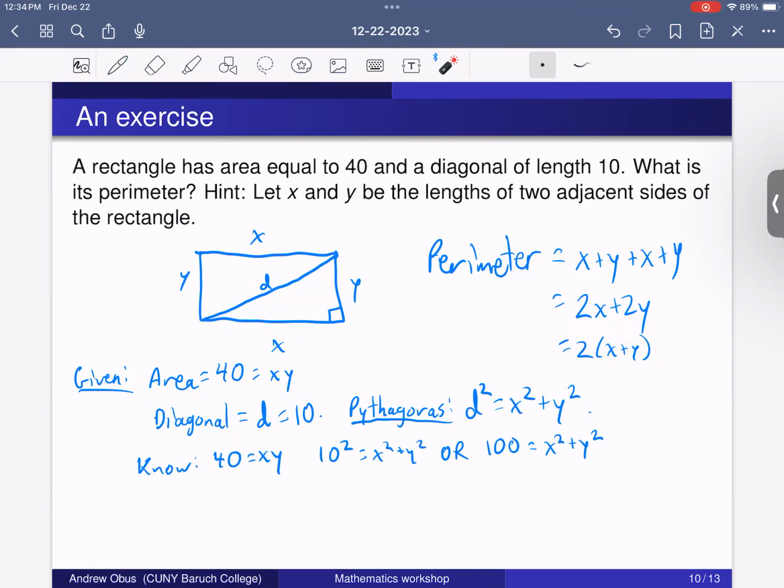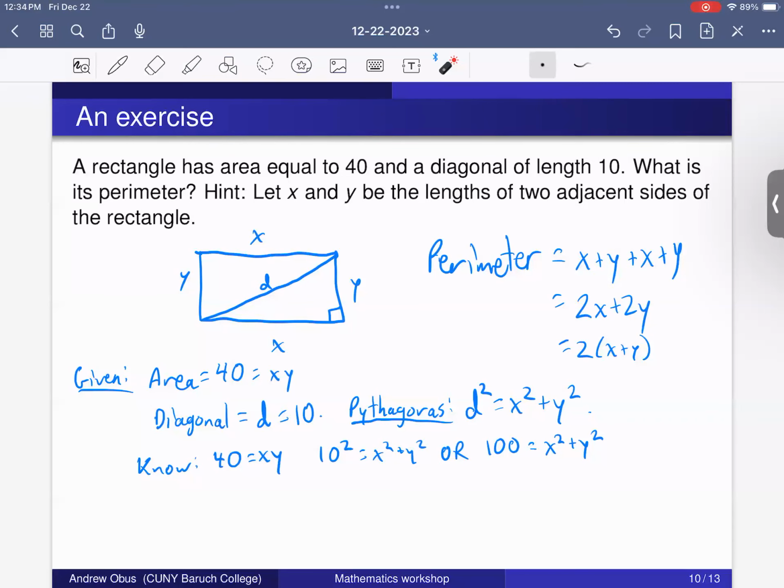So the question is, if we know what xy is, and we know what x squared plus y squared is, is there a way that we can figure out what 2 times x plus y is? There's going to be kind of a harder way and an easier way, but the easier way is a little bit tricky. Yeah, I think there is a way we can find 2 times x plus y. Yes, how can we do that, Clinton?